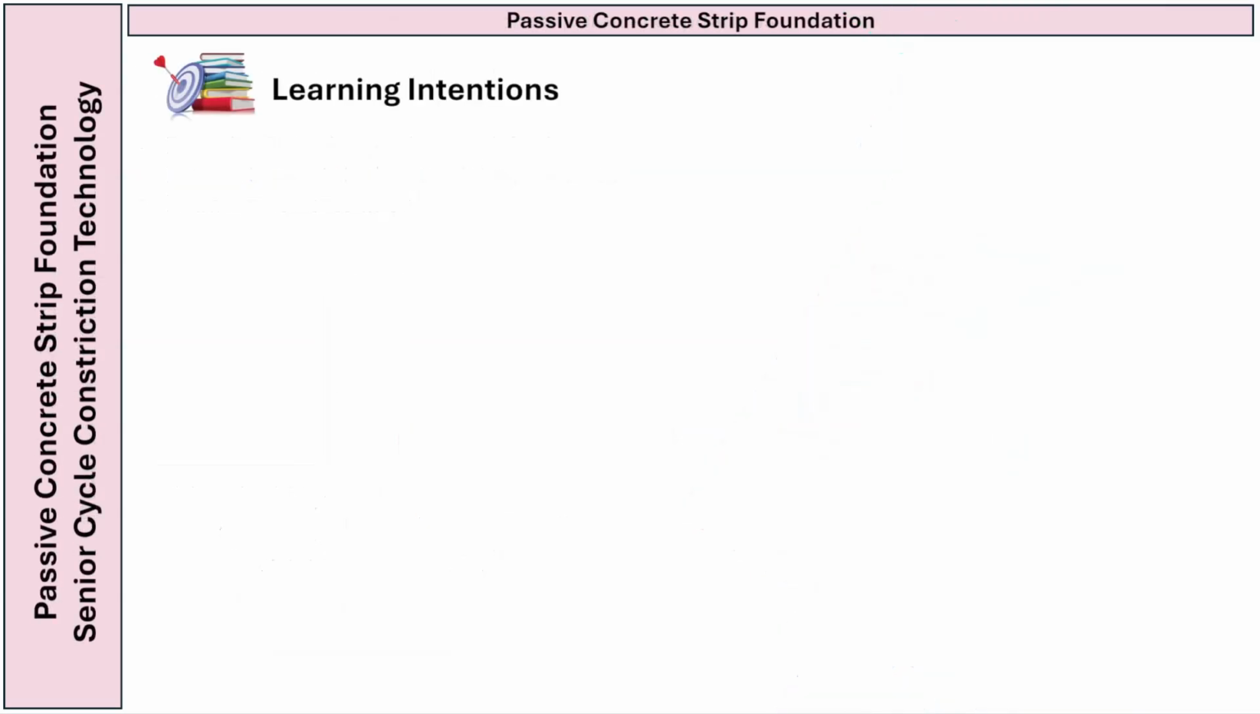Our learning intention for this video is to describe and draw a passive standard concrete strip foundation in a scale of 1:10, showing all main components clearly and accurately to scale. Our success criteria is to be able to identify the key layers and materials in a passive foundation, explain how it reduces heat loss, explain an advantage and disadvantage, and produce a clear, accurate 1:10 drawing in detail.